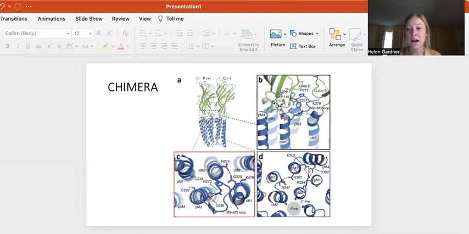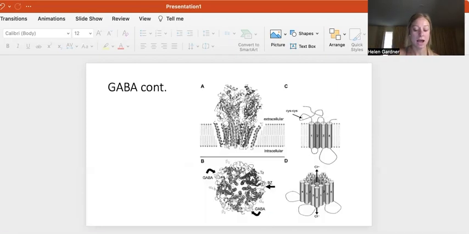Here I included the chimera of vigabatrin, and this is just kind of what it looks like. Here are some more zoomed-in views of it. I thought that it was really interesting to see all the different zooms of the chimera. And then I also thought that this would be important to show. I liked this image better.